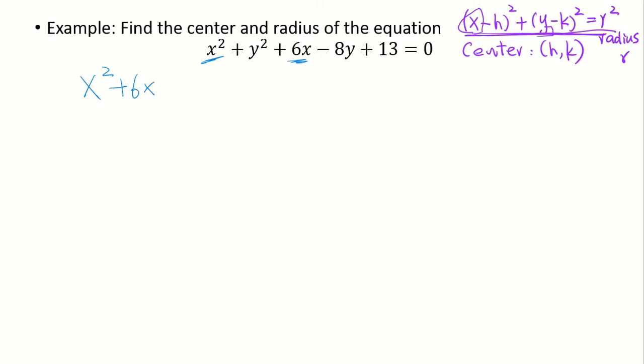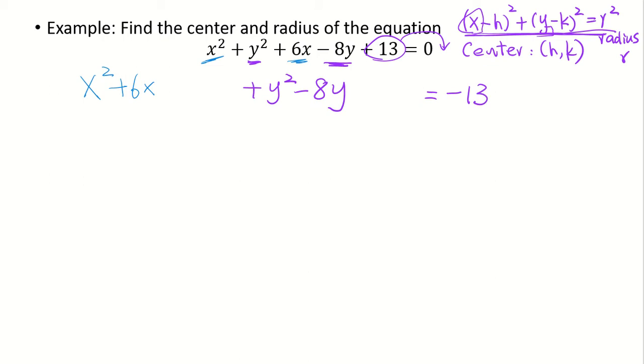Then I want to put all the y terms together, which is this term and that term. So plus y squared minus 8y. And this 13 over here, I want to move it to the other side of the equation. So equals negative 13.